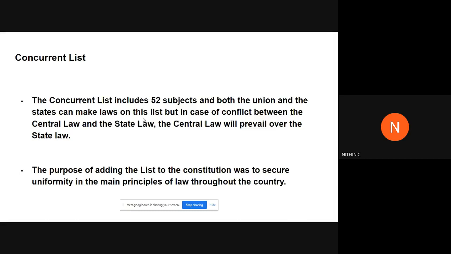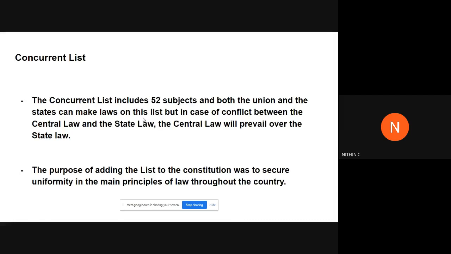So concurrent list obviously നമുക്ക് സ്റ്റേറ്റിനും യൂണിയനും ഒരുപോലെ അതിൽ ലോസ് ക്രിയേറ്റ് ചെയ്യാം. അതുകൊണ്ട് തന്നെ there is a chance that conflict happens, അല്ലേ. സ്റ്റേറ്റിന് മാത്രമായിട്ടല്ല കൊടുത്തിരിക്കുന്നത്, അതുപോലെ സെന്ററിന് മാത്രമായിട്ടുമല്ല ആ ലിസ്റ്റ് കൊടുത്തിരിക്കുന്നത്. ആ ലിസ്റ്റിൽ യൂണിയനും സ്റ്റേറ്റിനും ലോസ് ക്രിയേറ്റ് ചെയ്യാം. അങ്ങനെയുള്ള കേസസിൽ there is a chance of conflict also. അങ്ങനെ കോൺഫ്ലിക്റ്റ് വരികയാണെങ്കിൽ the central law will prevail.